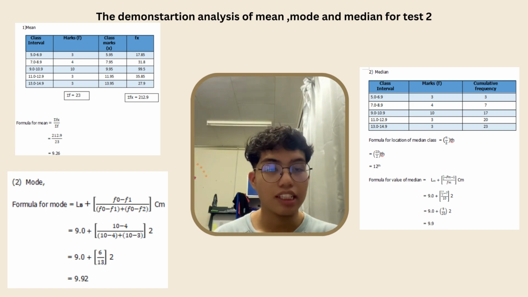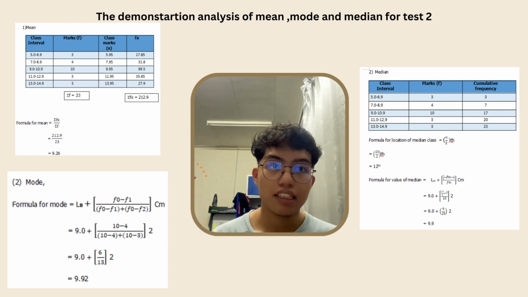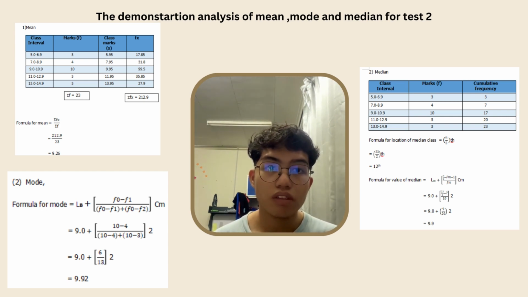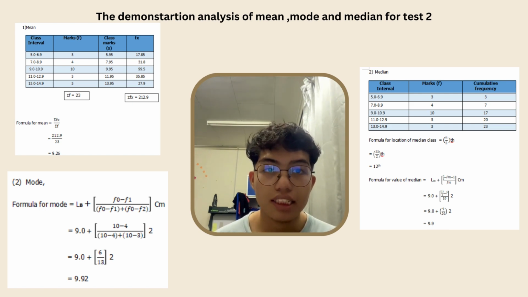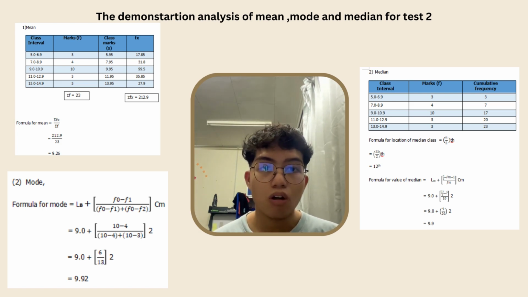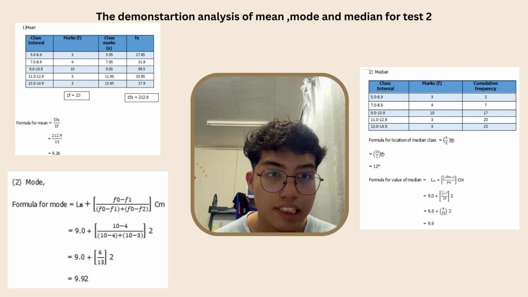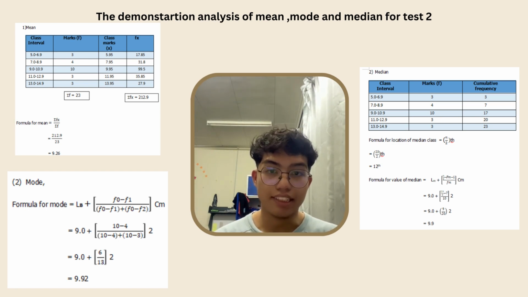For the median, you can see in the pictures the highest mark is 10 and the lowest mark is 3. So the formula for location of median class is open bracket n over 2 close bracket th. So you can get the answer 12th. And then the formula for value of median, if you do it, you can get 9.9.